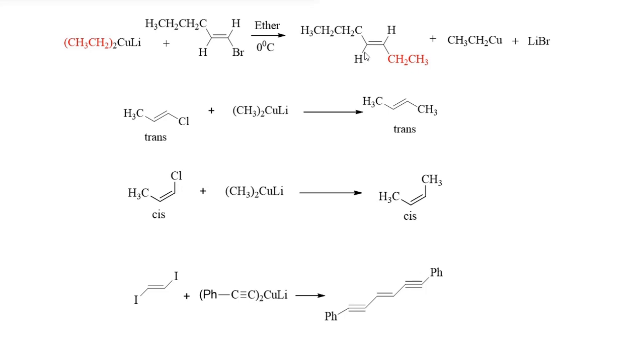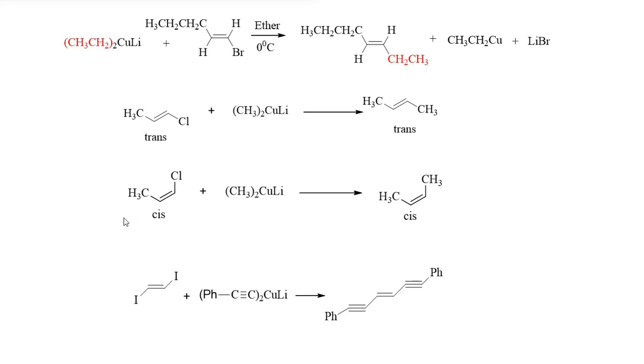Okay. In this example, you can see it is 1-chloropropene. It is trans 1-chloropropene. When it reacts with lithium dimethyl cuprate, it forms trans butene. Here also stereochemistry is maintained. Trans substrate molecule, product is also trans.